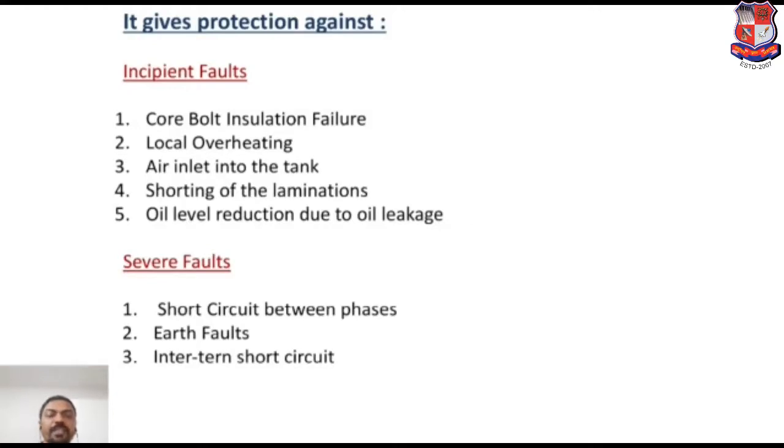These all are the types of incipient faults in the power transformer. And severe faults means the heavy faults which occur in the power transformer. So heavy current is flowing into the winding, and due to overheating the winding may be burned. So these are short circuit between phases, earth faults, intermittent short circuits. So these are the faults for which a Buchholz relay gives the protection to the power transformer. It gives the protection against incipient faults, and it also gives the protection against severe faults. So how it gives the protection, later we will discuss.